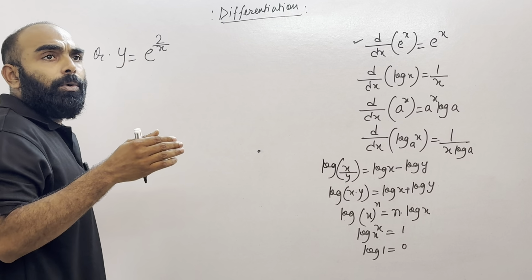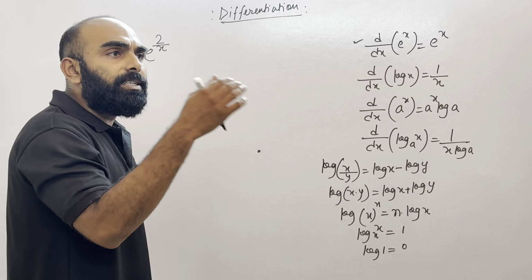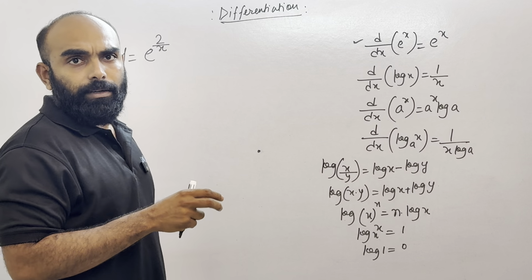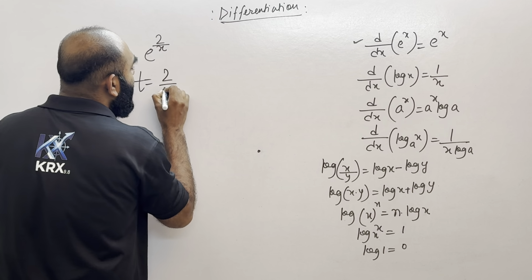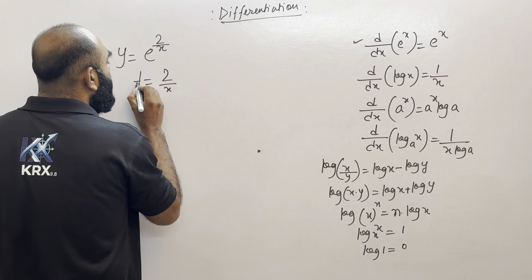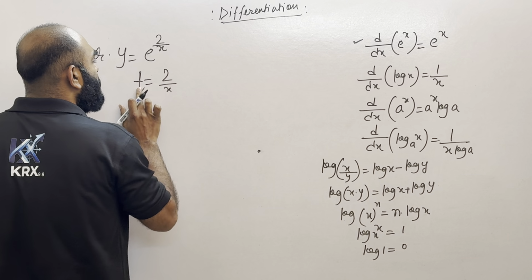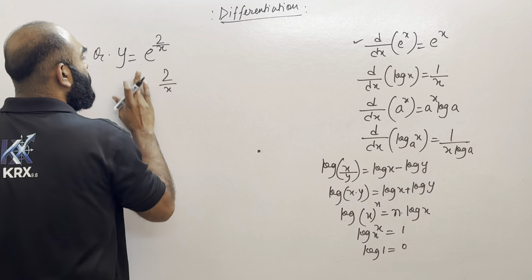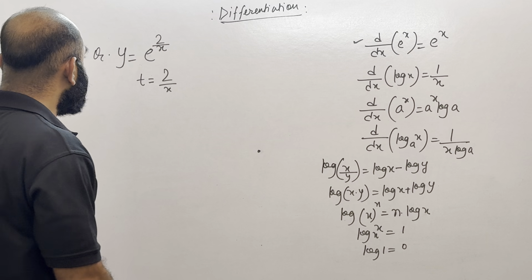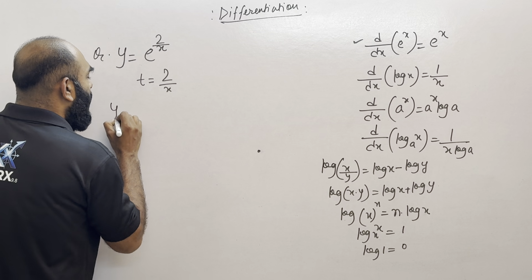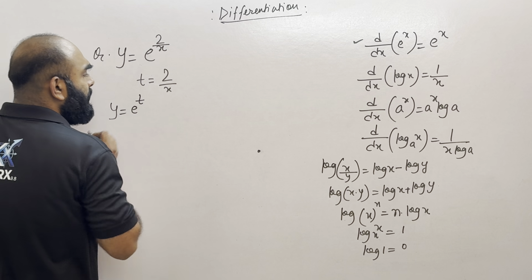So I always told you, whatever the change is there, you have to consider that change as some variable. Like I will consider here t is equal to 2 by x. I have considered this one. So this function will become y is equal to e to the power t.